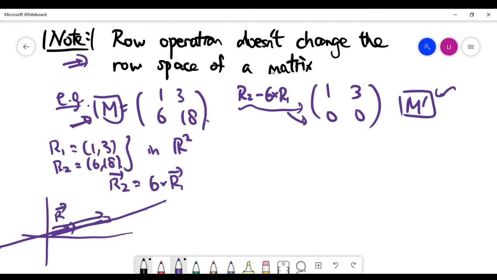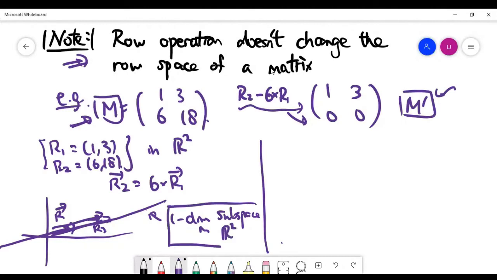So row 1 and row 2 are sitting on the same line. And in this case, of course, these two vectors are not spanning R2. This case is like a one-dimensional subspace in R2. And that's the row space of our current case for this matrix M.